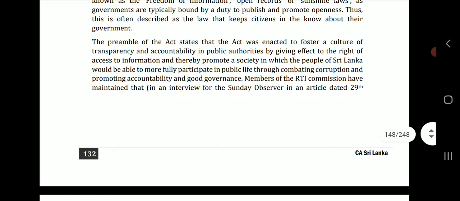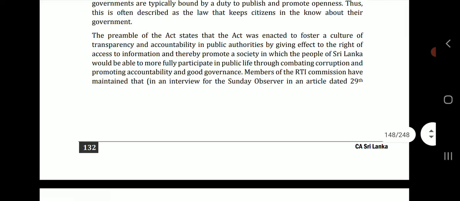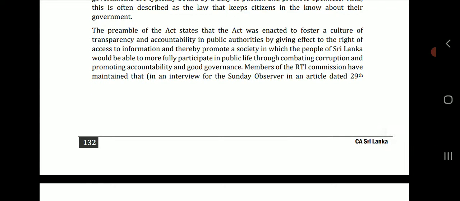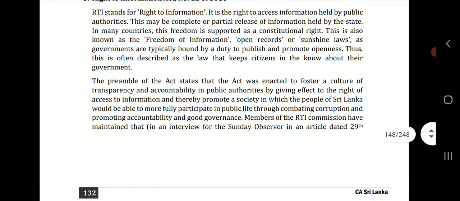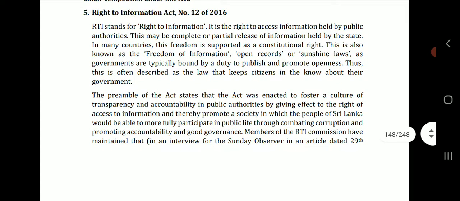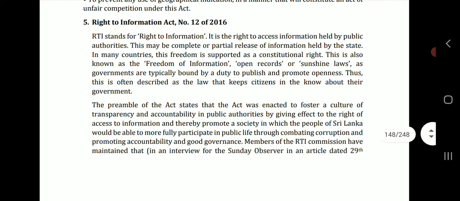So there's an RTI commission that is maintained, things like that. The Right to Information Act that was brought in is actually hailed and appreciated by Western countries, to give people relief: if there's a missing person during the war times, the family of the missing person has a right to know the information about what happened, from the government, things like that.